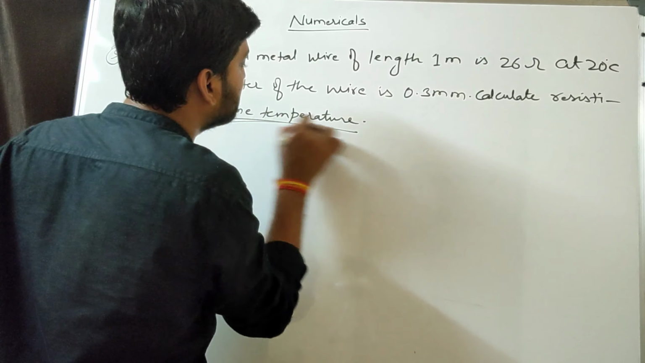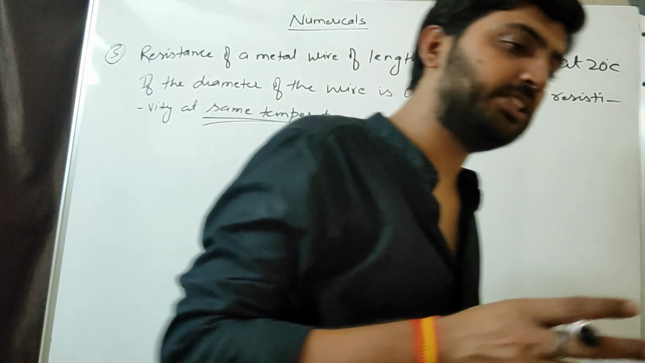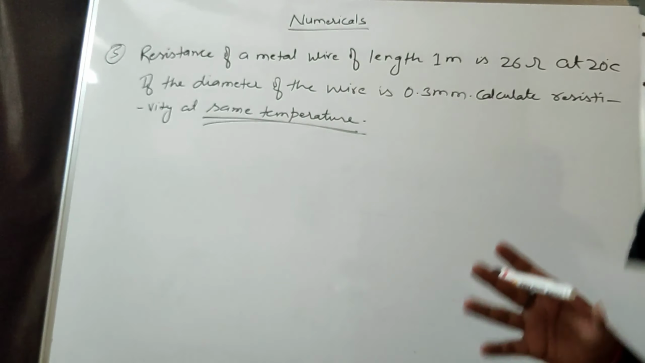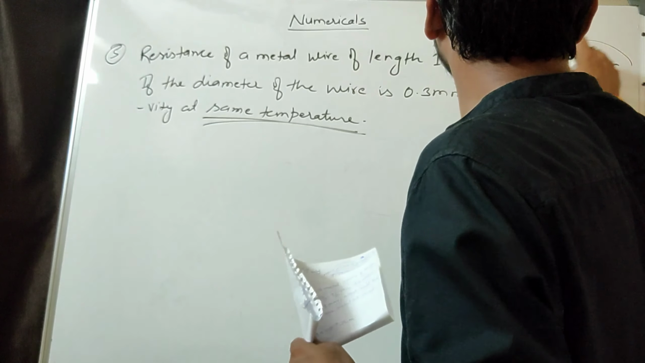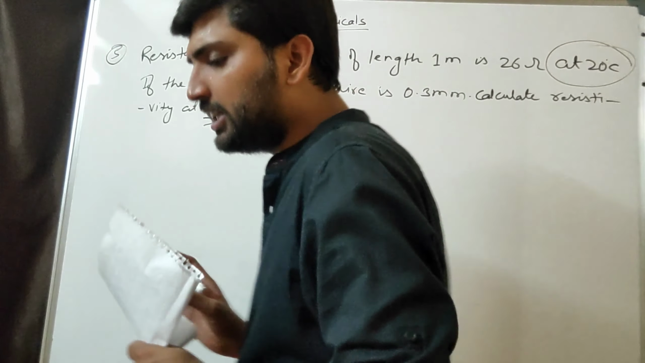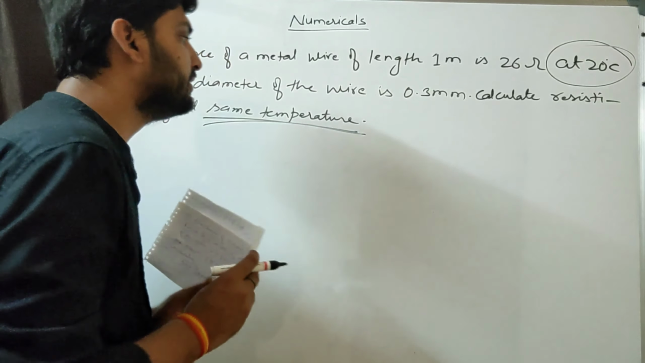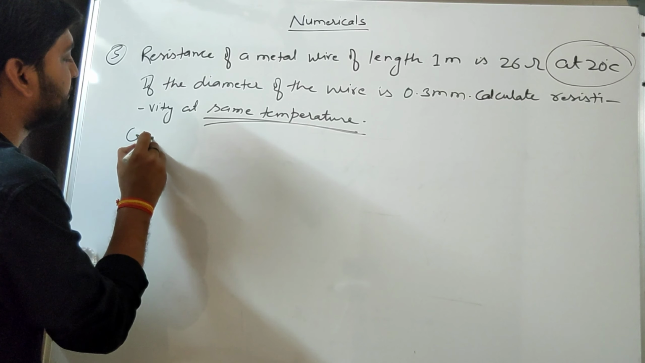Why do they mention the same temperature? Because we know resistivity depends upon temperature. If we change the temperature, resistivity will change. That's why they are asking you to find the resistivity at the same temperature. Same temperature means at 20 degrees centigrade. It means in this question there is no use of 20 degrees centigrade; they have just mentioned the temperature.